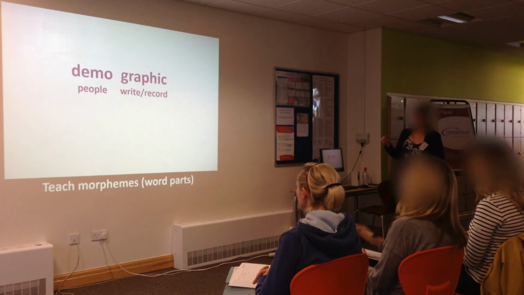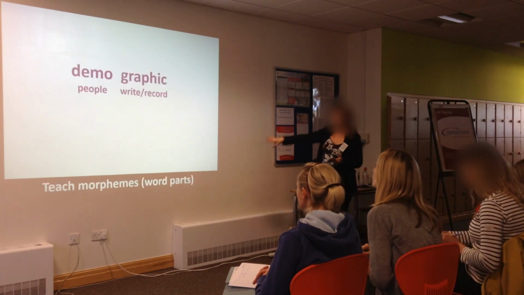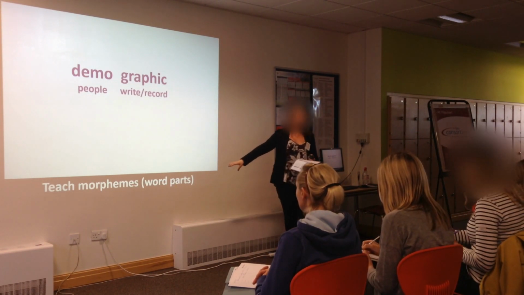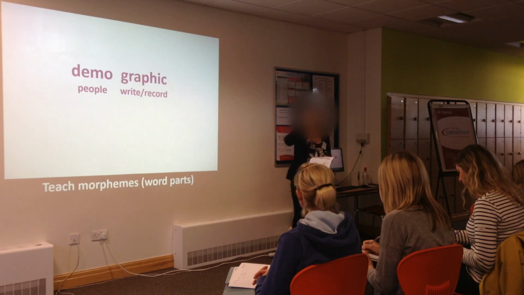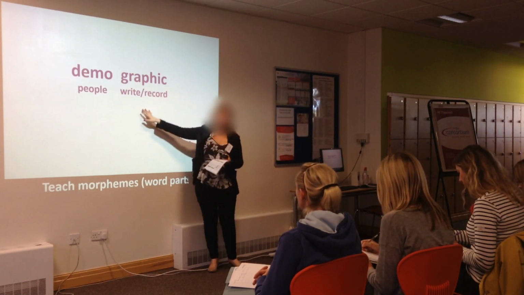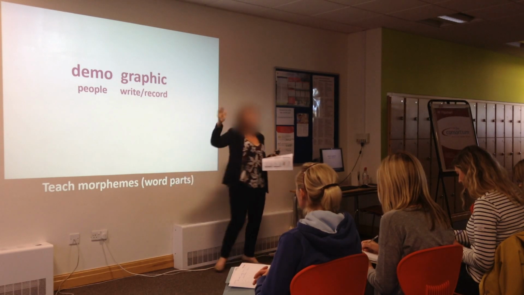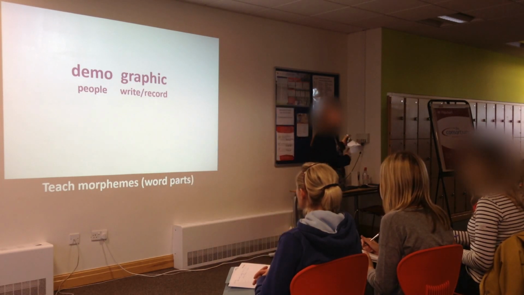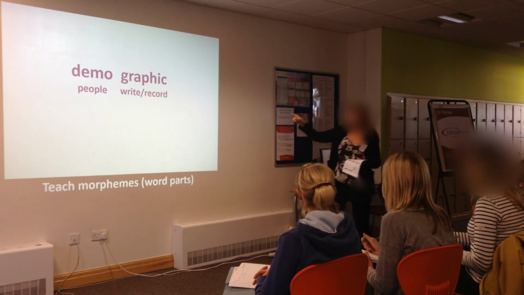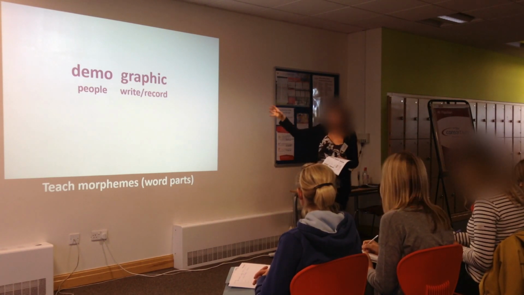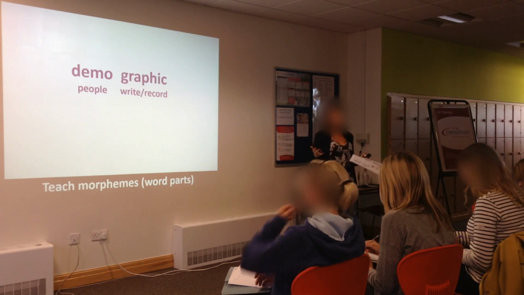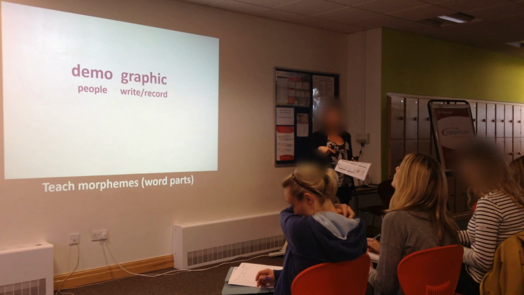And within that first step, I would also really highly recommend morphemes, and I'm sure that many of you do this anyway. Morphemes are chunks of words that mean different things. So demo means people. Graphic means write or record. And if you think I'm a fount of knowledge, I'm not. I Google etymology. The word etymology will take you to the roots of these word parts. So demo means people, graphic means write or record. Oh, right, so that means I'm recording the people in a certain area. Right, so I can start to understand that.